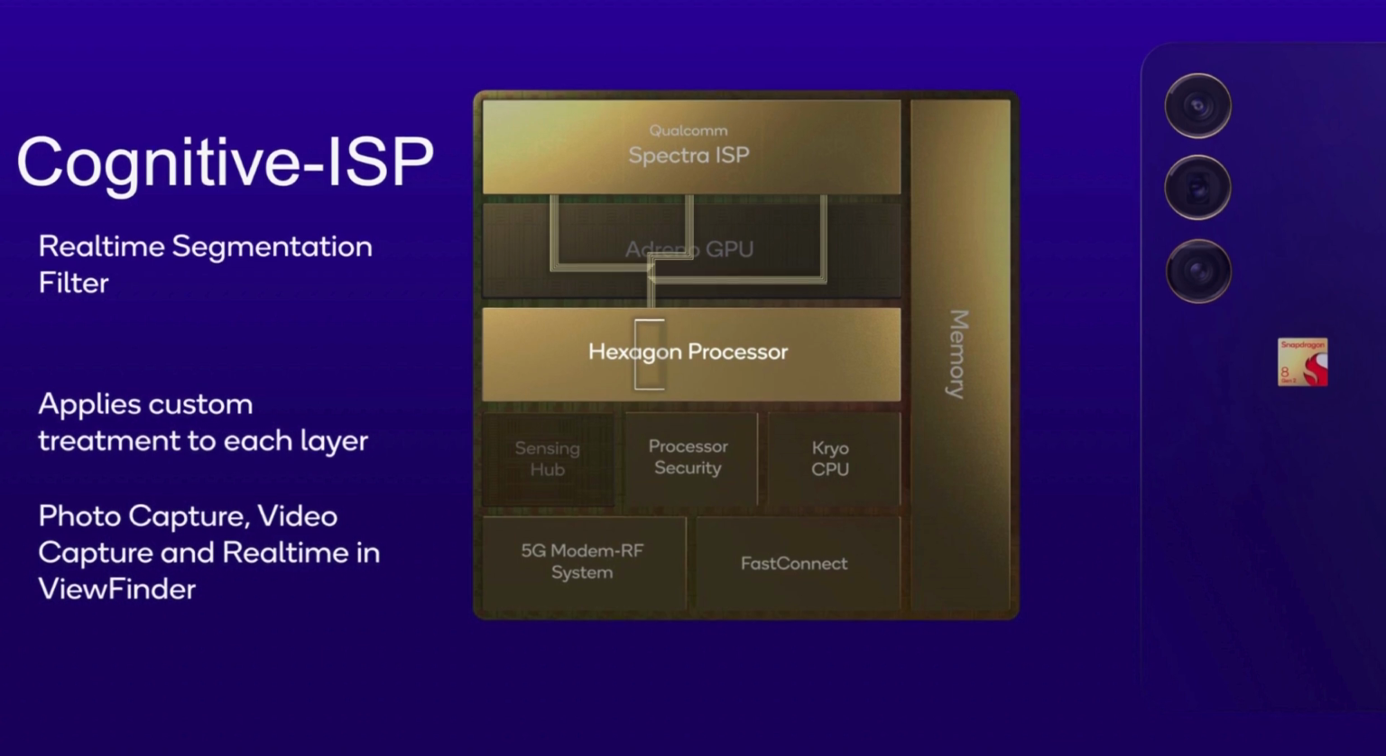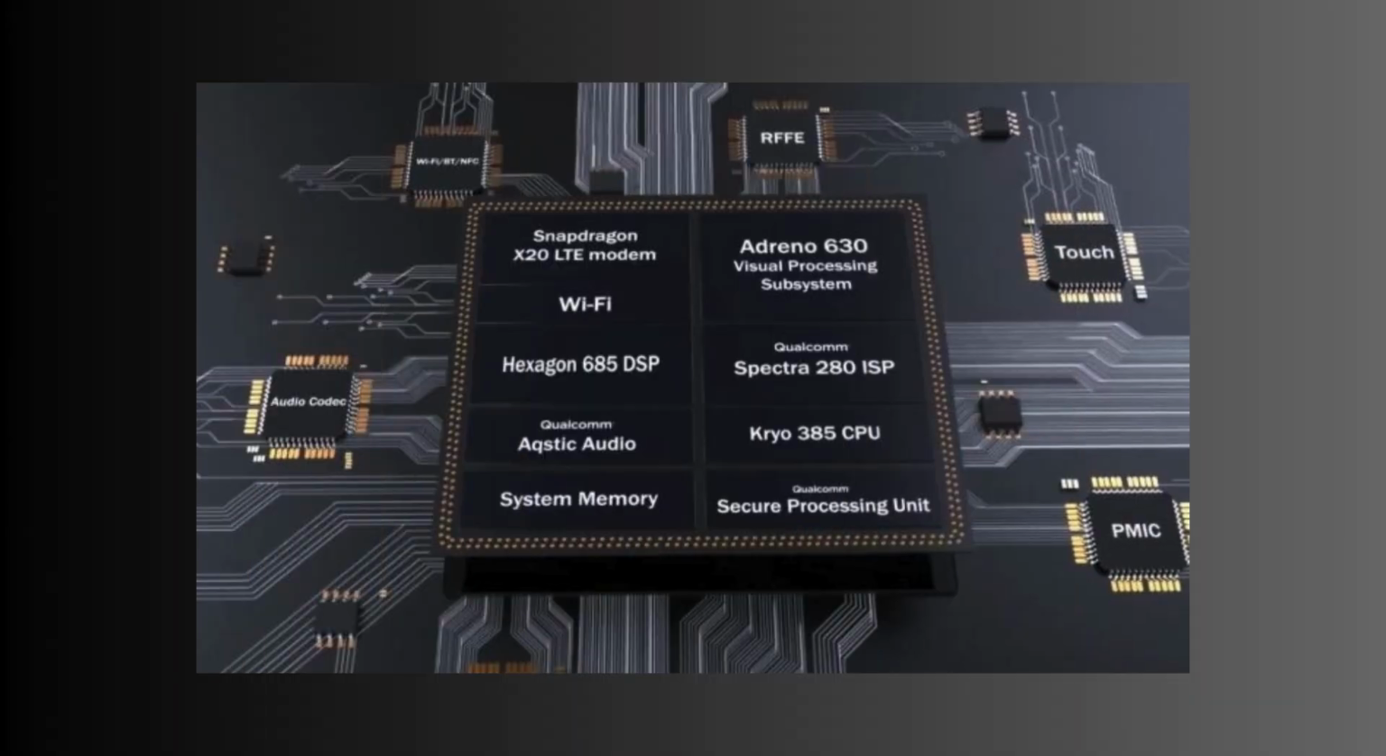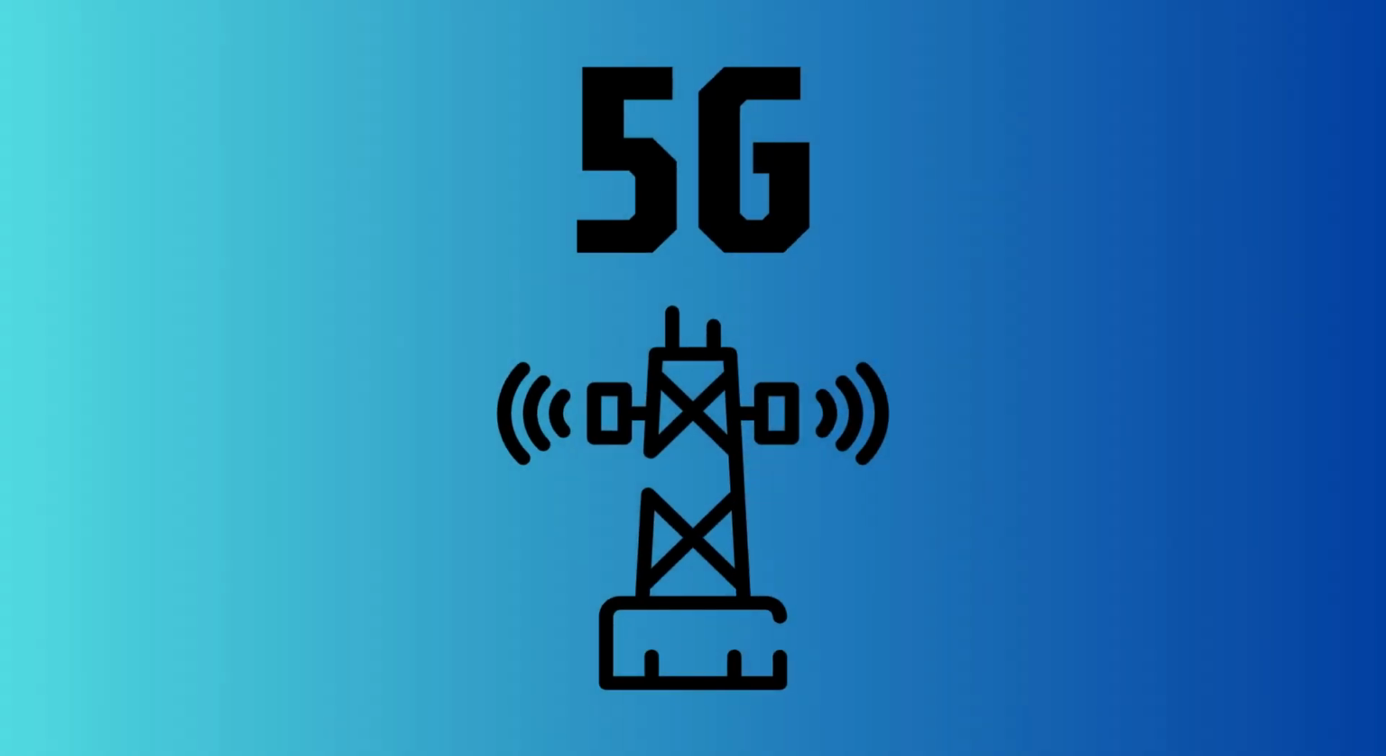Snapdragon's ISPs are more refined, which is why flagship phones often use them for pro-grade photography. MediaTek's Dimensity chips also have DSPs and ISPs, but they're not as optimized for high-end camera sensors. If you're into mobile photography, Snapdragon still takes the crown. Lastly, 5G. Both support sub-6 GHz and mmWave in premium chips.